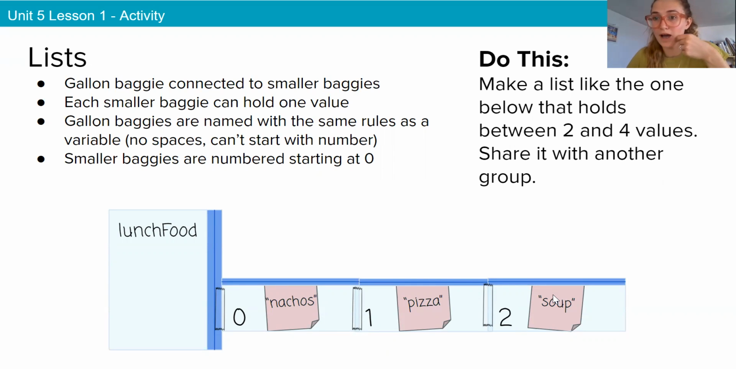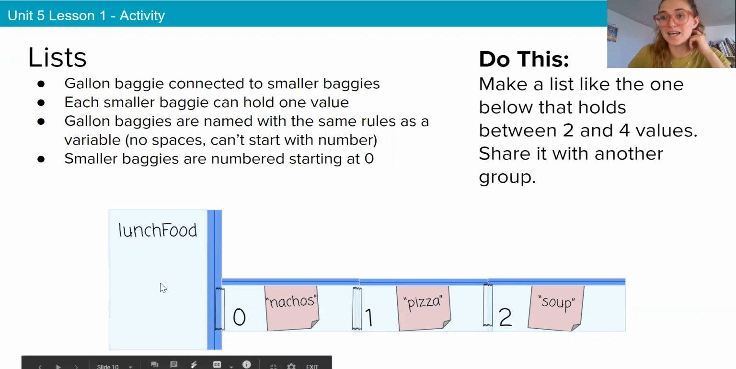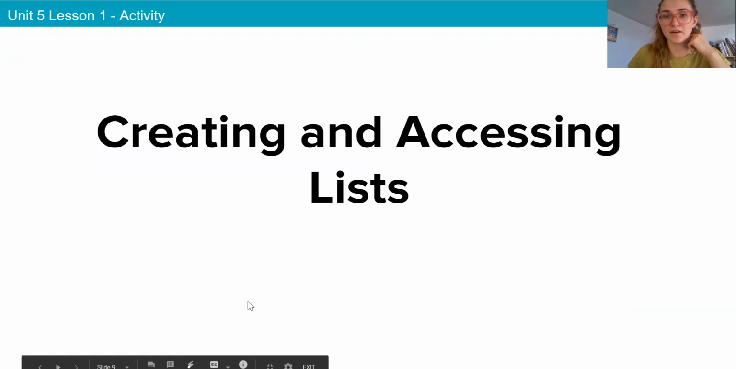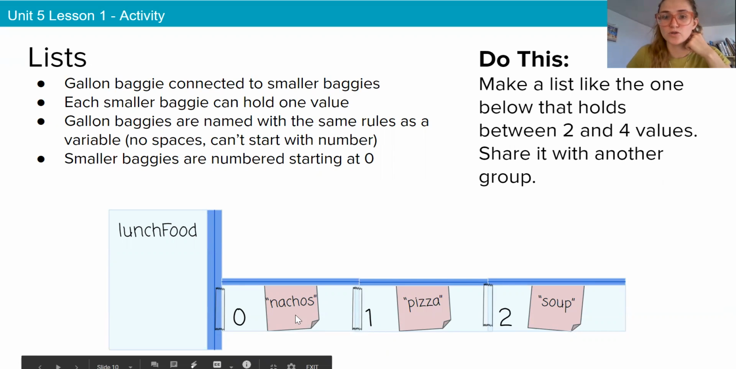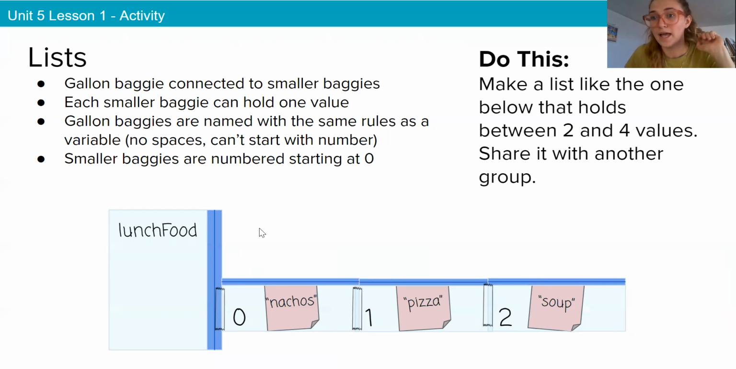I want you guys to create your own list that holds between 2 and 4 values. You need to come up with a name for your list, and then come up with 2 to 4 values that go inside that list. Be sure if they're strings, you put quotation marks around them. If they're numbers, you don't need quotation marks. And also be sure to number the elements of your list starting at 0. You can pause the video and go ahead and do that, and then come back.